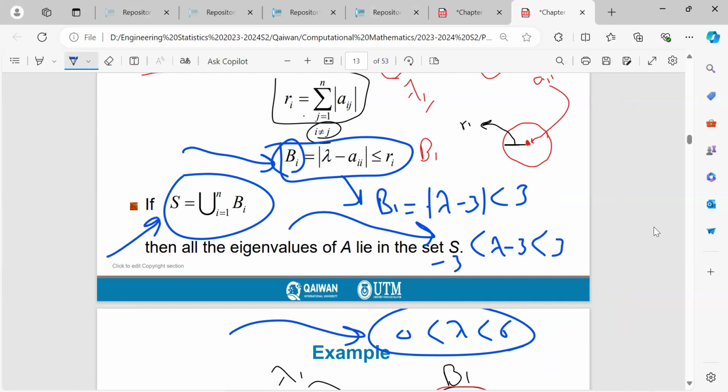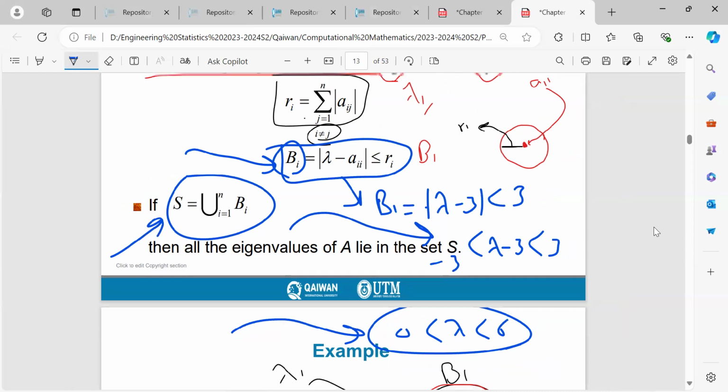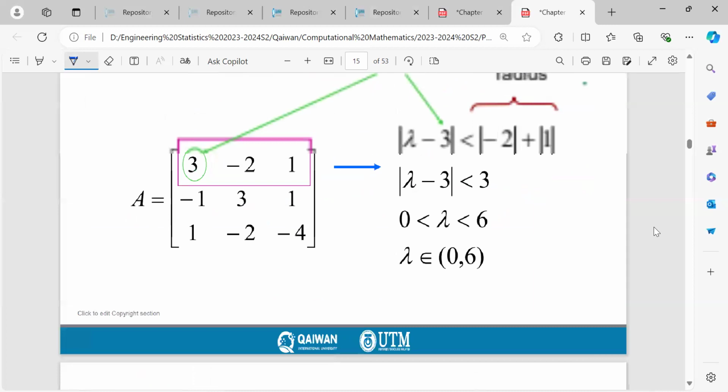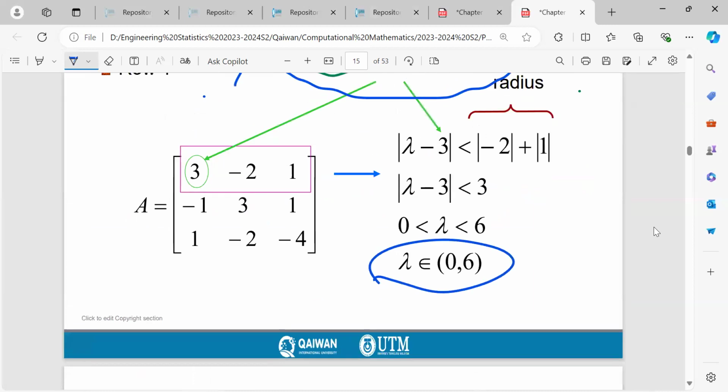This one, so it's the union of all regions. So whether this is given or not, it's the union of all regions. It's the blue one which we drew here. That's it. Look, lambda is between 0 and 6 for the first row. It depends on the rows. How many rows we have? We must have that number of regions, and then you find the union of them. That will be the region which includes all the eigenvalues.